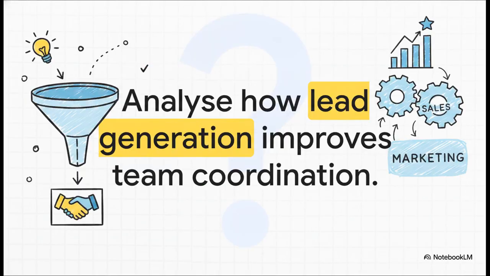Okay, let's put this into practice and secure some AO3 analysis marks. Your task here is to analyze how setting a specific objective for lead generation can actually improve the coordination between a firm's marketing and sales teams. A quick tip, think about pipeline management and shared targets. Go ahead, pause the explainer now, and complete Task 1.